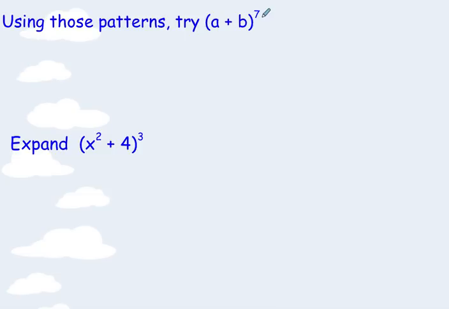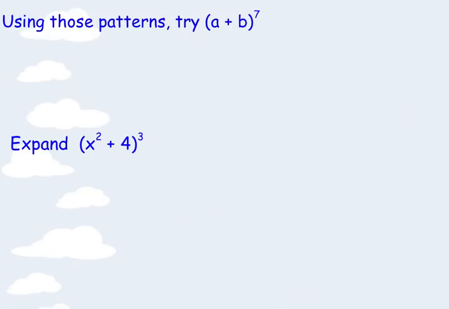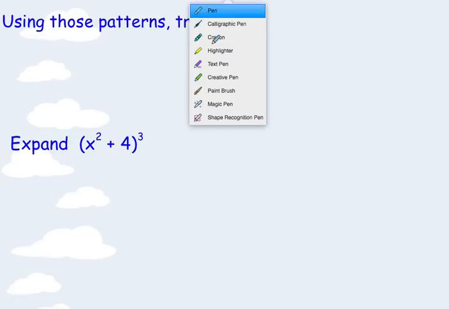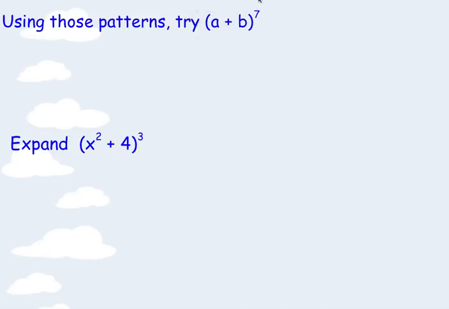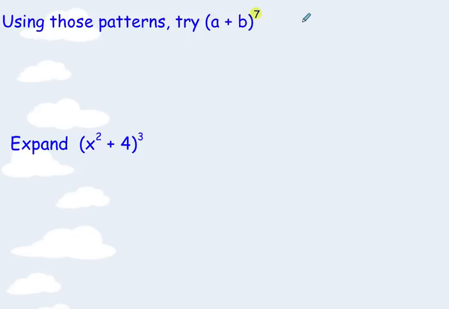We have (a + b) to the 7th. I do not want to write that out 7 times and FOIL it a ton. So what I'm going to use is the pattern that we found on this last page. So remember, I'm going to highlight it here, what does this number do again? Okay, that tells us what row we're in. So we're going to be in the 7th row.